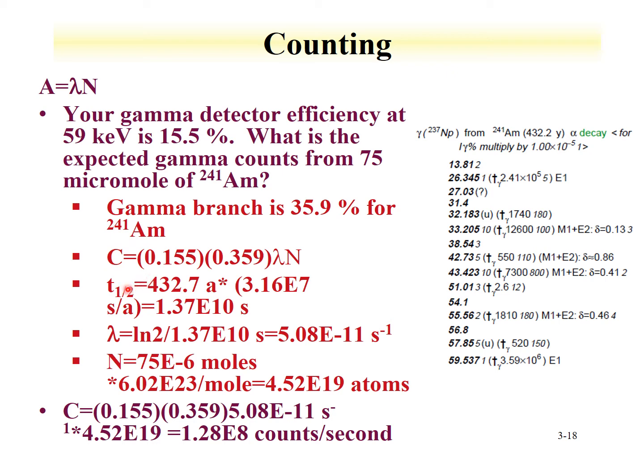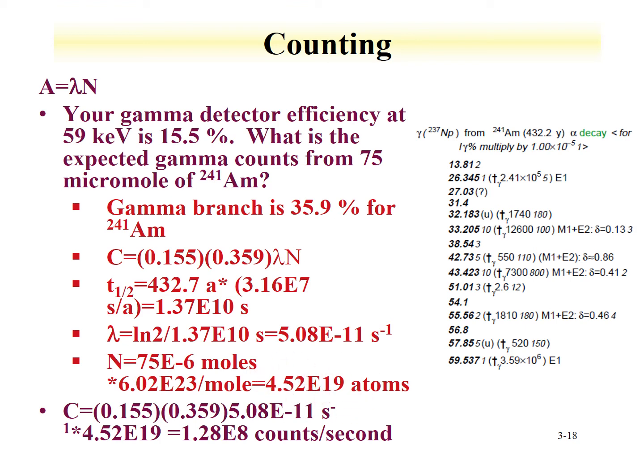I put in my half-life. I get so many seconds per year. I get the seconds because remember I said the half-life needs to be in the same unit. It's given to you in years. I need to convert it to seconds. I use this half-life in seconds to get the decay constant. So I want to find N. I tell you that there's 75 micromoles of the americium. It tells you how many atoms of americium are present.